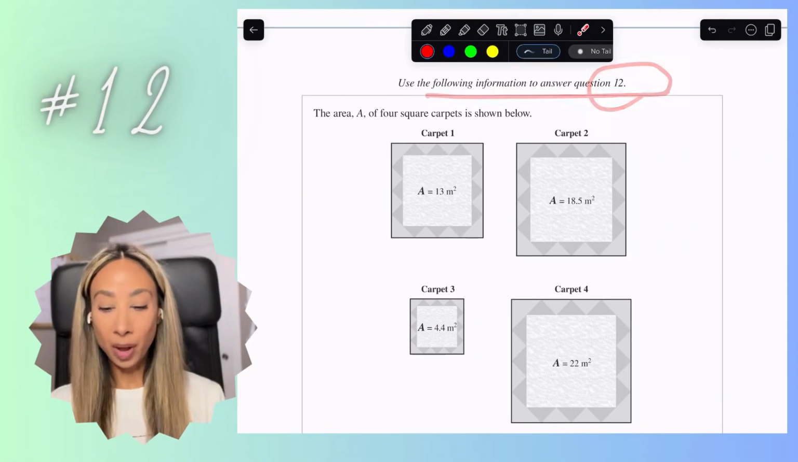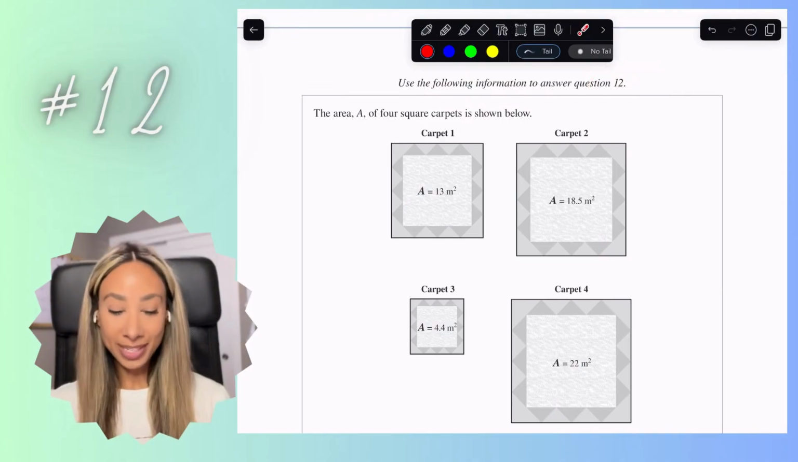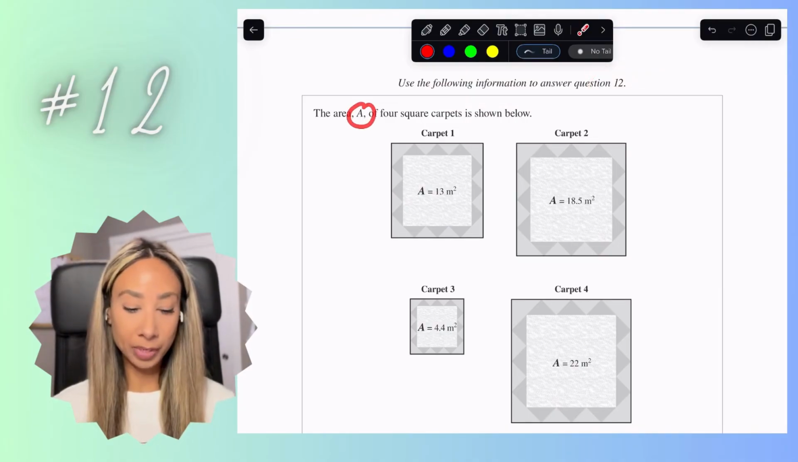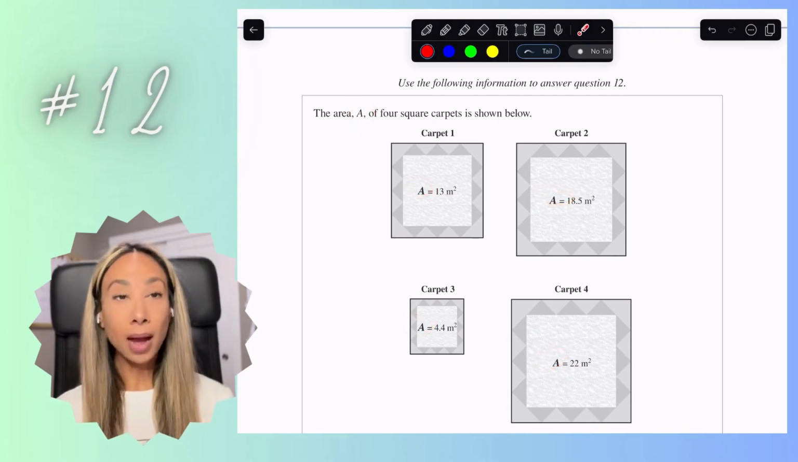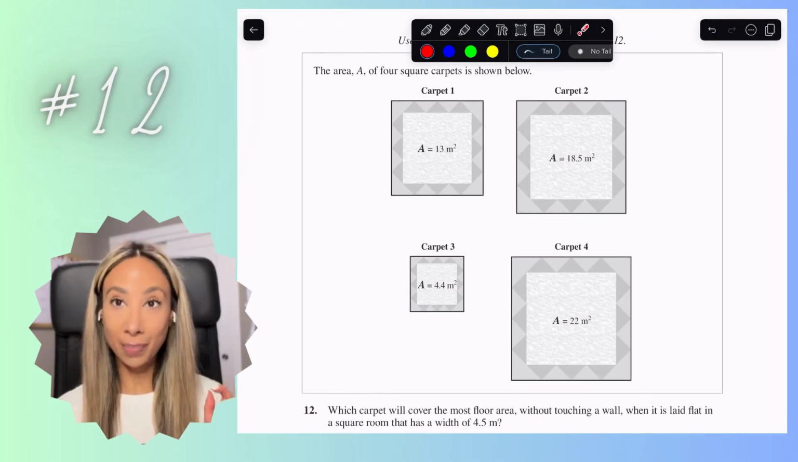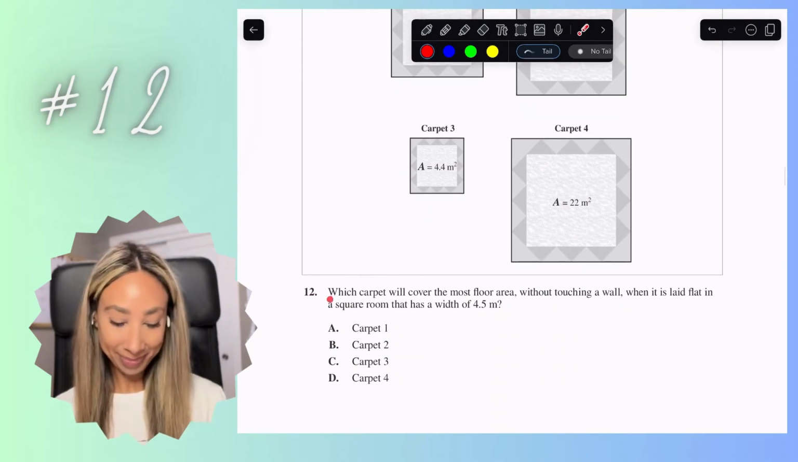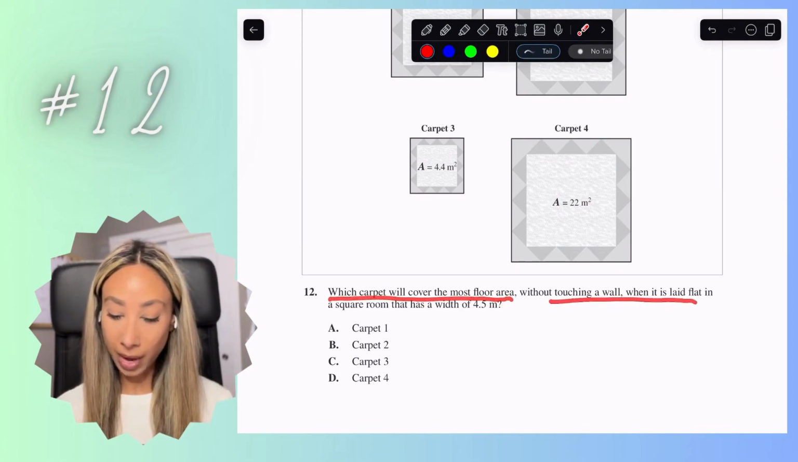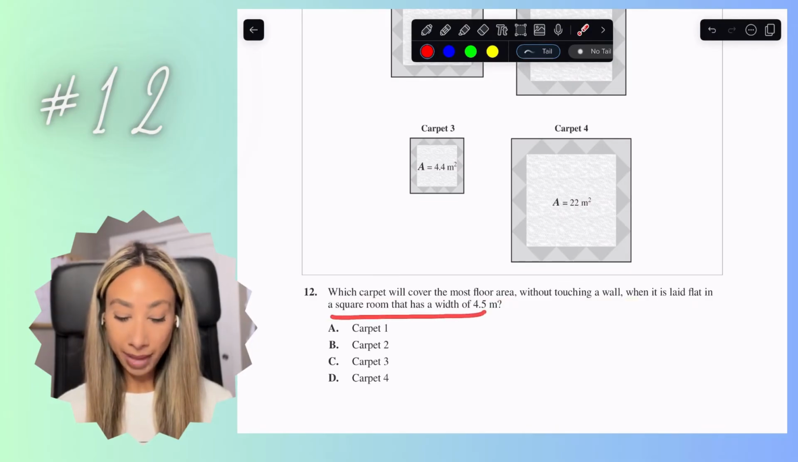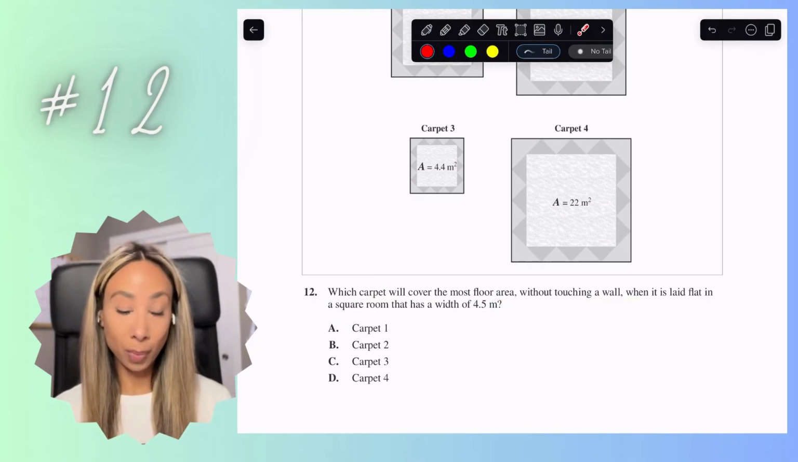Okay, question number 12 here. So this question is kind of interesting. So we have the area, which is represented with A, of these 4 carpets. And what we do know about these 4 carpets is that they are all squares. Okay, so we gotta keep that in mind. That's gonna be important. We wanna know which square carpet will cover the most floor area without touching the wall when it's laid flat on a square room that has a width of 4.5.